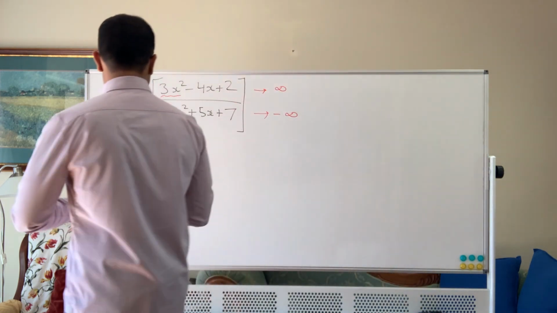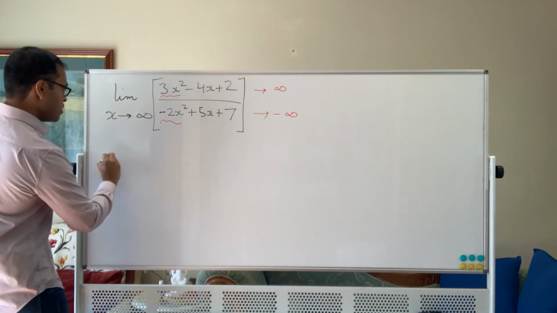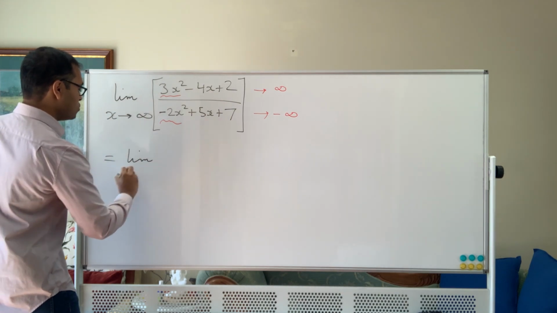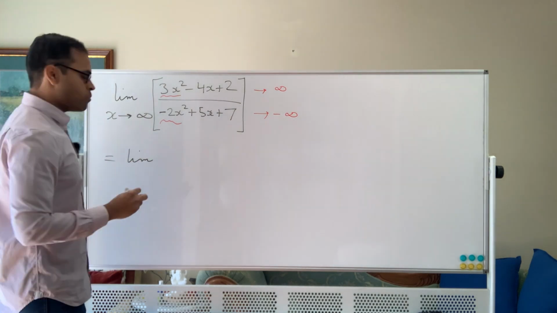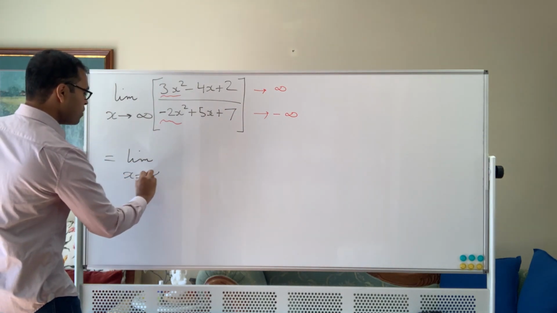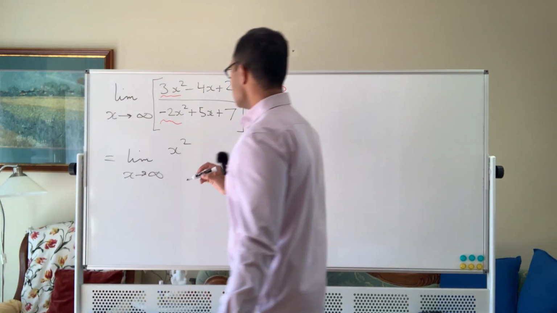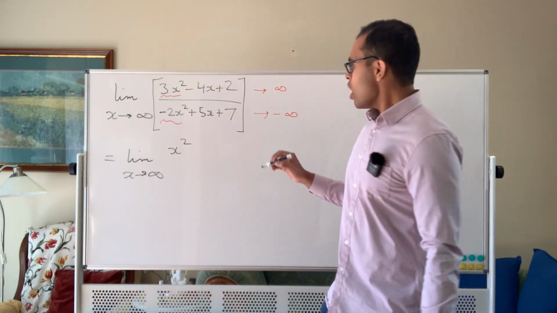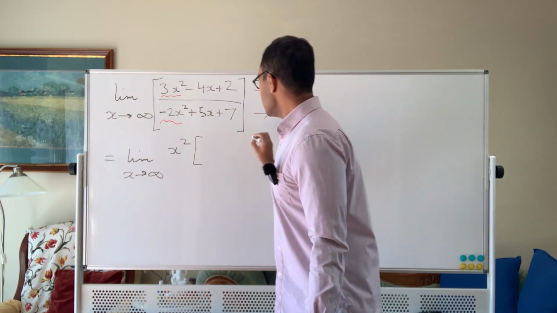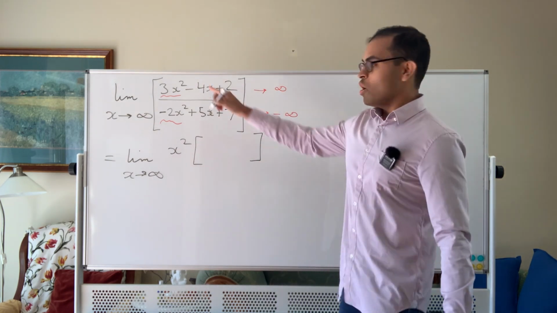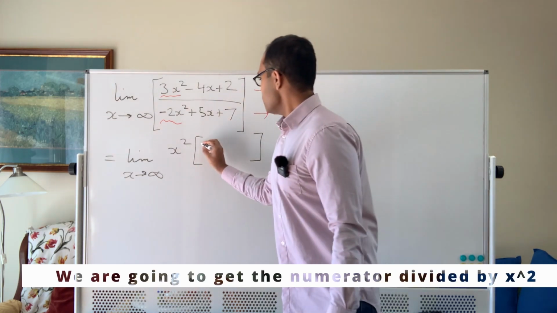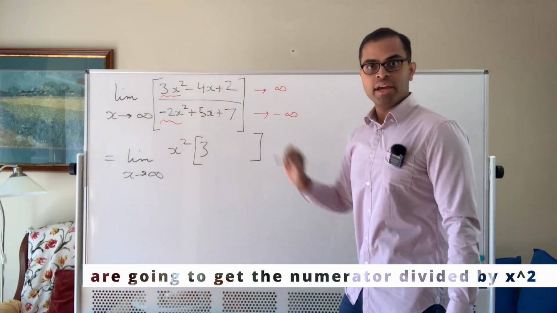What we're going to do is simply factor out an x squared from top and bottom. First, we factor out an x squared from the top, and we get the following expression. It's going to be 3, because 3 times x squared is 3x squared.